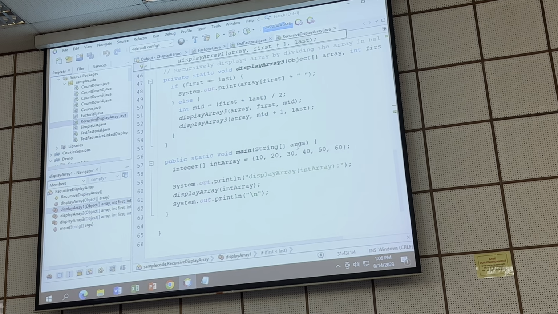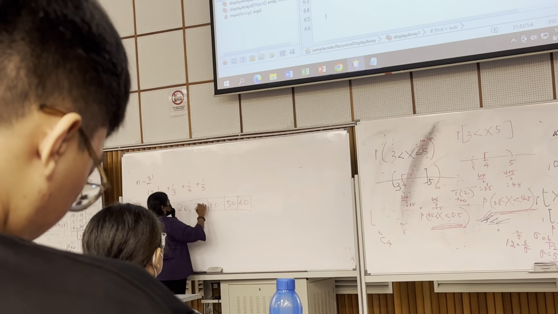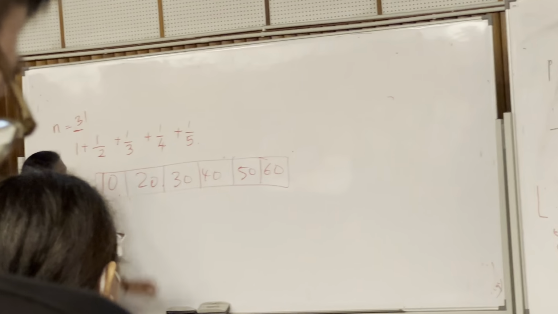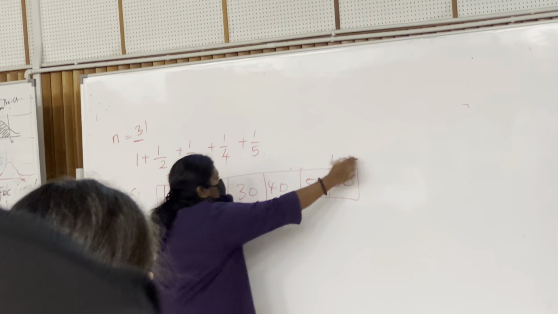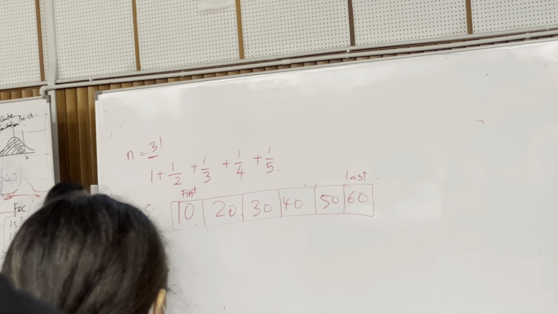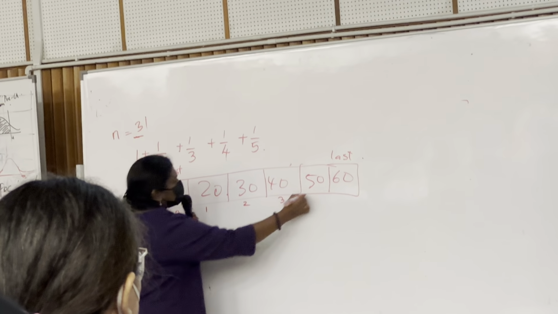So in this case, I have 10, 20, 30, 40, 50, and 60. This is the array. I want to display the values. This is my first, this is my last. Understand? Of course, the indices are 0, 1, 2, 3, 4, and 5.